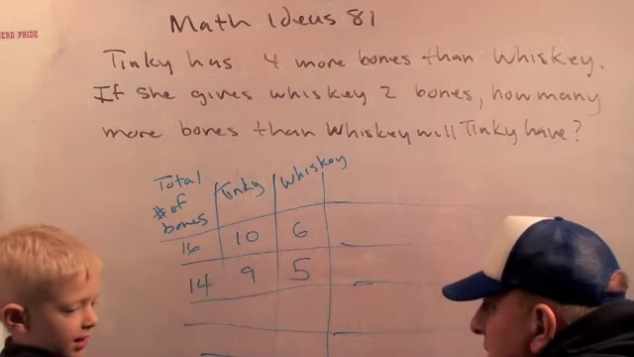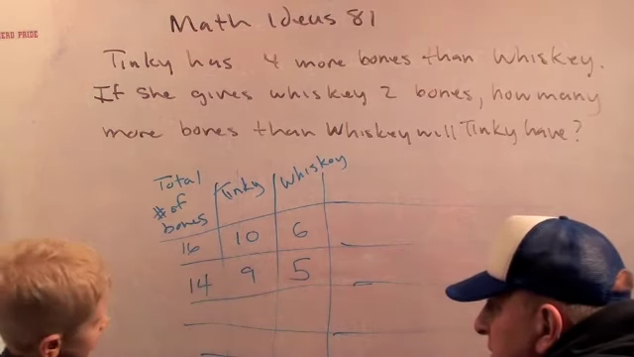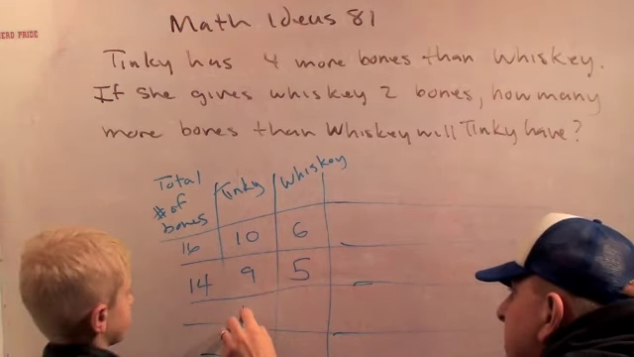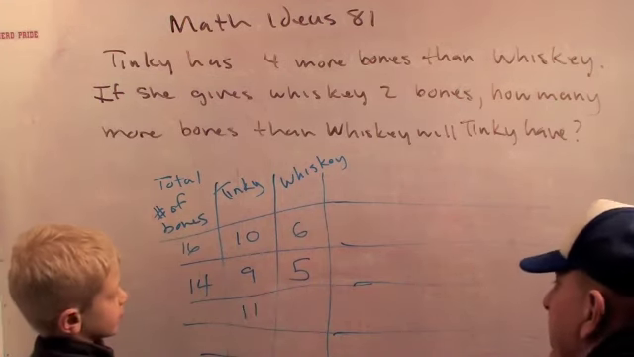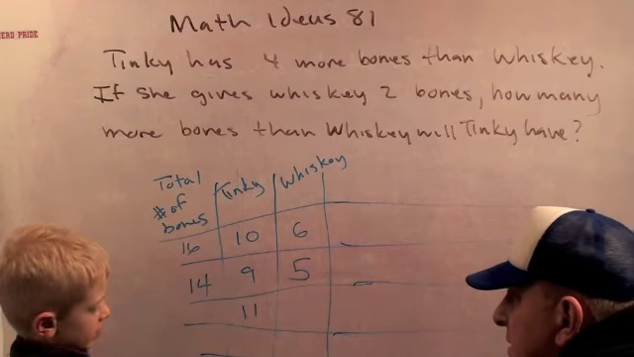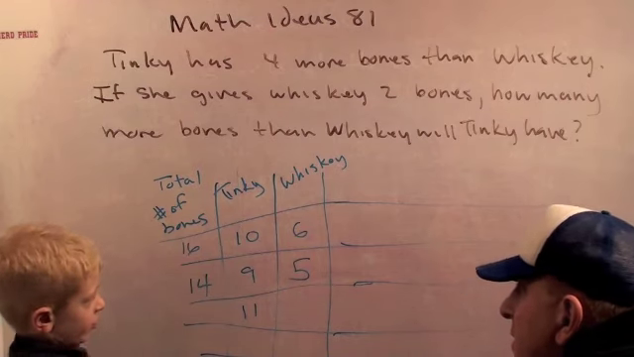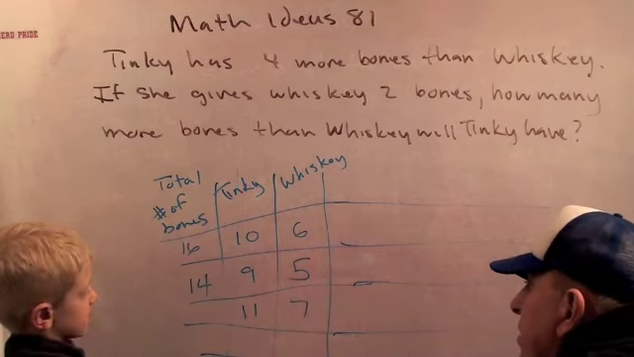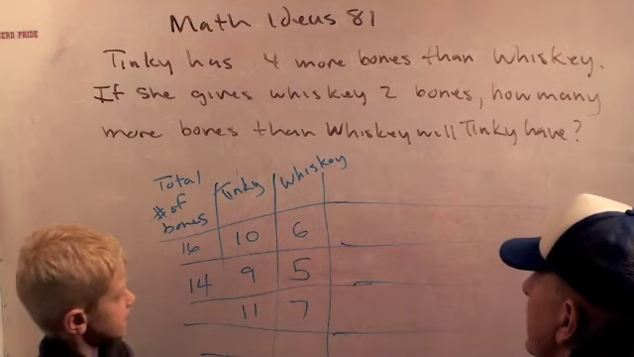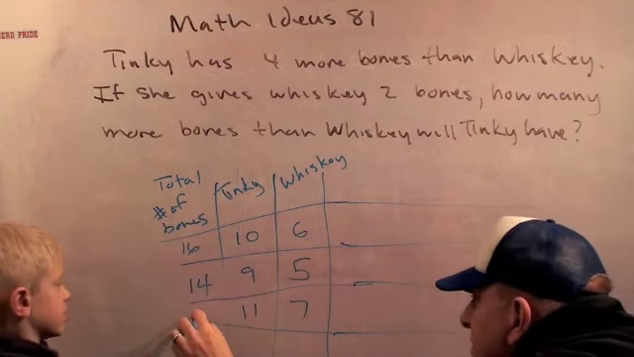Tinky might have 11 bones. Oh, okay. Tinky might have 11 bones. Okay. How many bones would Whiskey have then? 7 bones. Awesome. How many total bones would there be? 18 bones. Great.